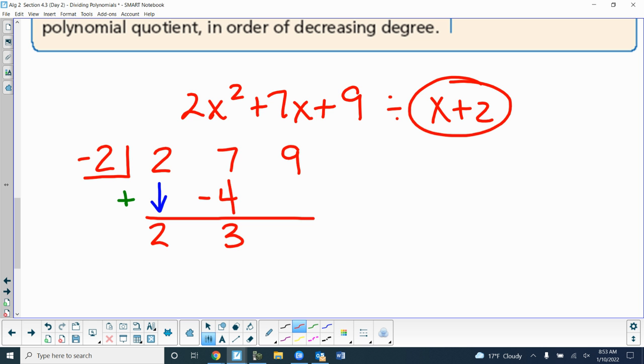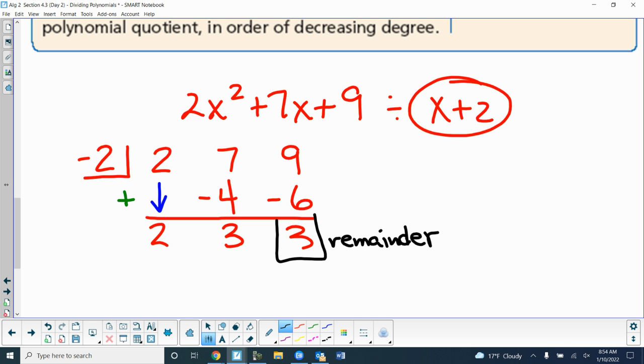What's negative 2 times 3? Negative 6. That goes above the line. And then I go 9 plus negative 6, which is 3. All right, this number here is always the remainder. Okay? That's going to be the remainder of our problem.